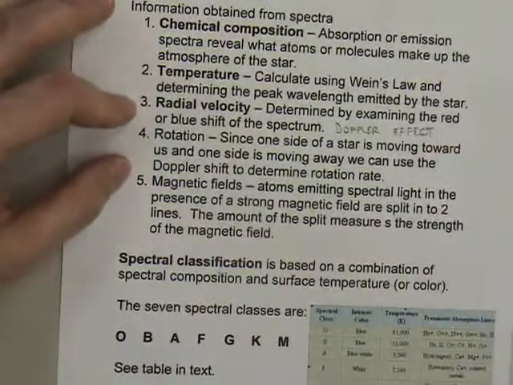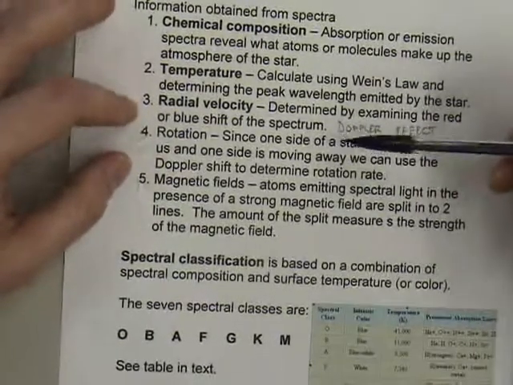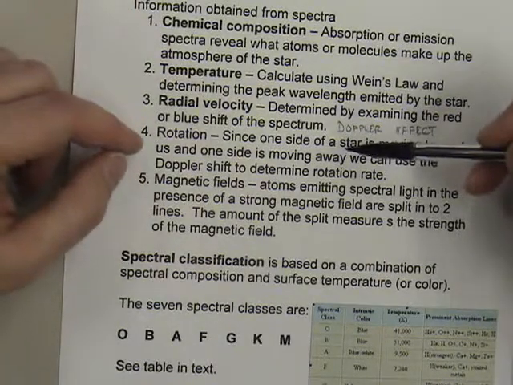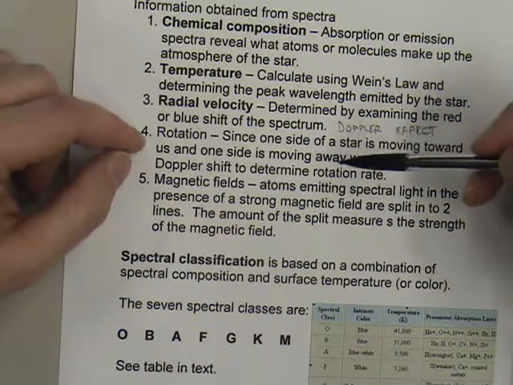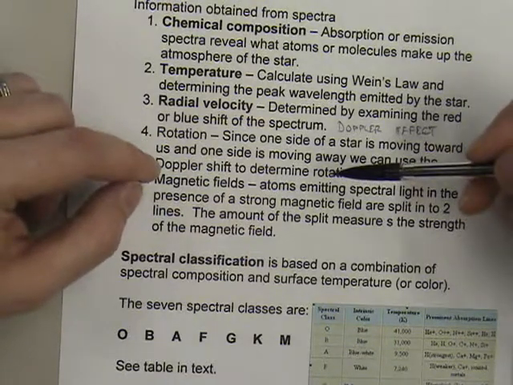It's a relatively easy measurement for us to make. The Doppler effect actually has a dual effect, because all stars are rotating. So if one of the sides of the star is moving away from us and the other side is moving towards us, we can actually use the Doppler effect to figure out the rotation rate of the star.